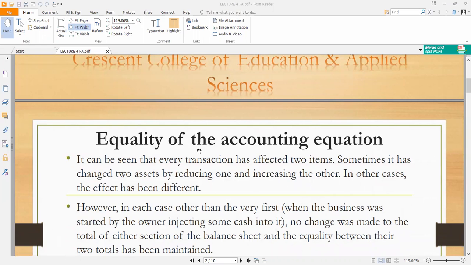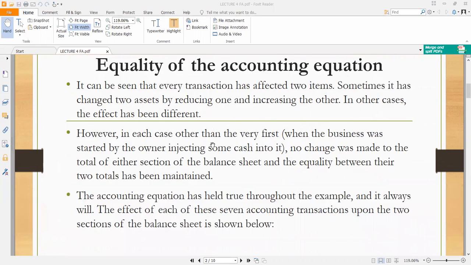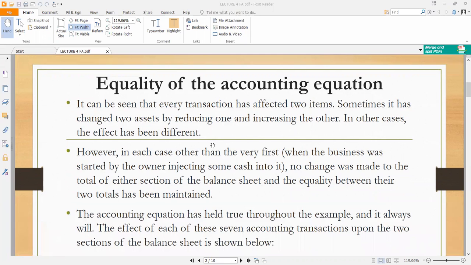Now, we are talking about equality of the accounting equation. What we are simply saying is that the accounting equation that we've been looking at as the mother, or the core equation that summarizes all our interactions, including the balance sheet that we just started, is something that needs to balance up.